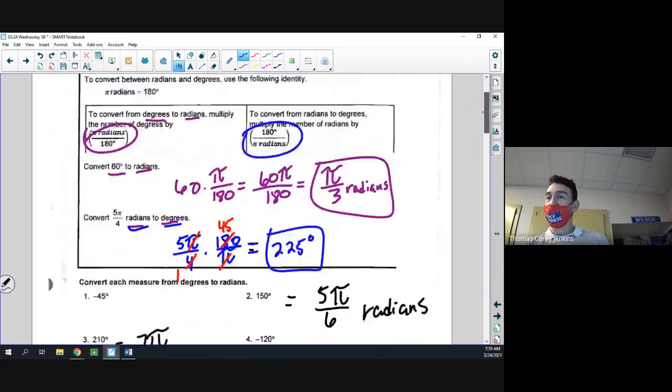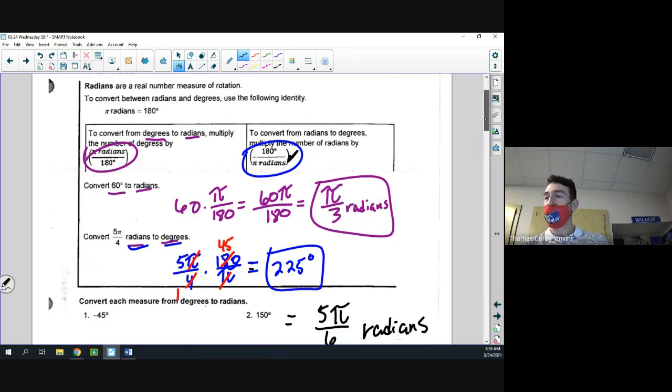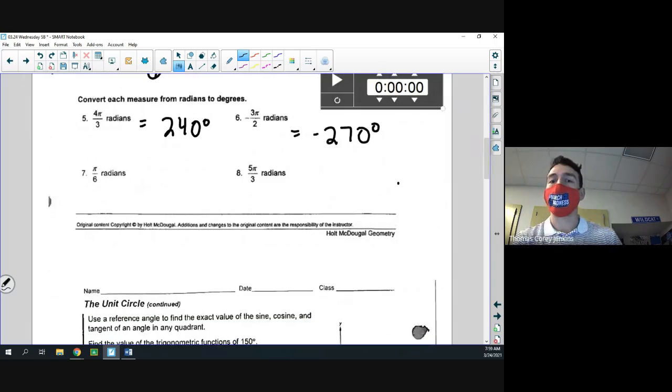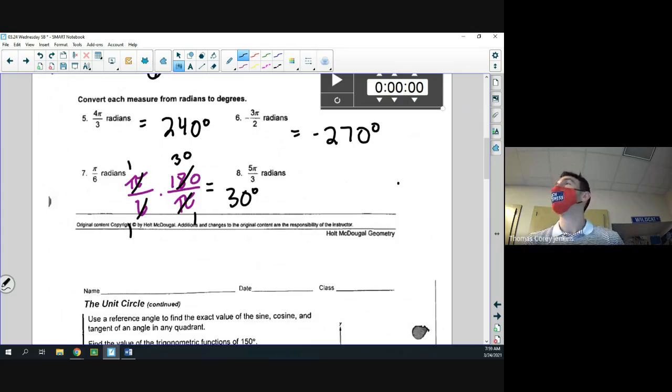All right. So if we're starting from radians going to degrees, we want to use this conversion factor right here, 180 over pi. So if we just pick, say, number 7, take pi over 6 times 180 over pi. And then you think about what cancels out. And then 6 goes into 180. So then we just multiply across, end up with 30 over 1. So that'd be equal to 30 degrees. Does that make sense? Anybody need to see anything else before we move on?